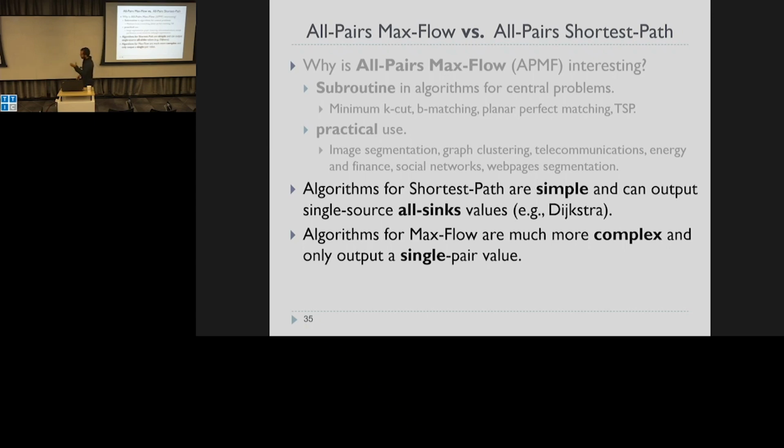And as opposed to that, with maximum flow, this is not the case. Algorithms are more complex for single pair max flow, and also no algorithm that I'm aware of is doing anything else but just outputting the value for the single pair. So it seems more difficult for single pair. And then the question is, if you go to all pairs, if that remains the case, is it still the case that all pairs max flow would be more difficult than all pairs shortest path?